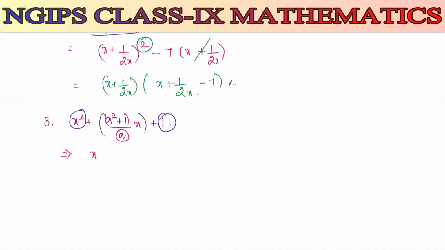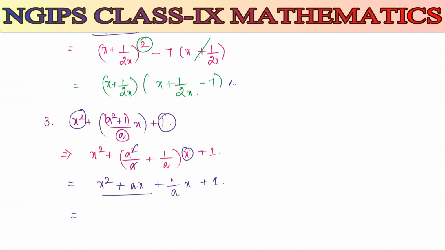We have here x square plus a square divided by a, plus 1 by a into x, will get plus 1. Now if we simplify, we will get x square, a power will get cancelled, so the leftover is a, this x is common for both the terms, ax plus 1 by ax plus 1. Now from these two terms I can take x common, so the leftover is x plus a.